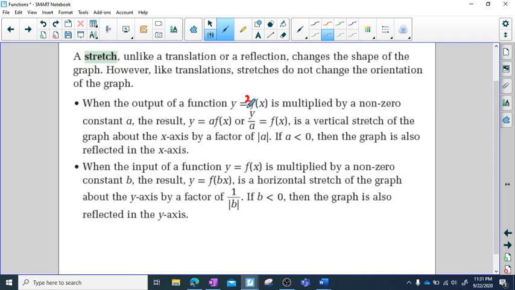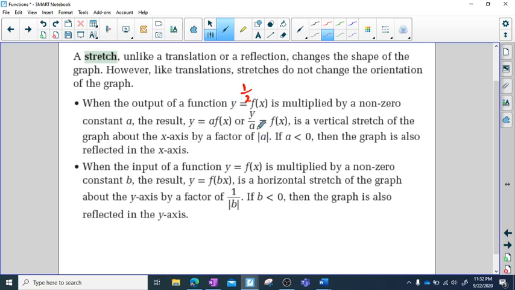If you wanted to compress your graph or squish it down, you would want to, instead of putting a 2 there, maybe put a half there. Think about that. If you had all your y values and you took half of them, instead of your graph going up to 4, now it only goes up to 2. Instead of going up to 6, now it only goes up to 3. So that would have the visual effect of compressing your graph down, such that your y values are now smaller than they used to be.